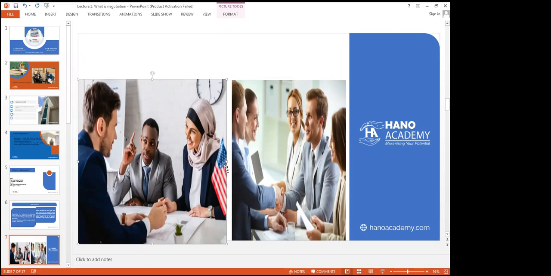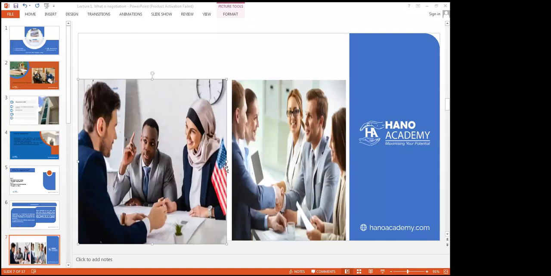Number 2, we have communication. They are communicating. We have said that negotiation is about communicating. Under communication, you can see they are very attentive. That lady on the left is attentive. Then there is a smiling face from all the groups. There are also some writing materials on the table for taking notes.